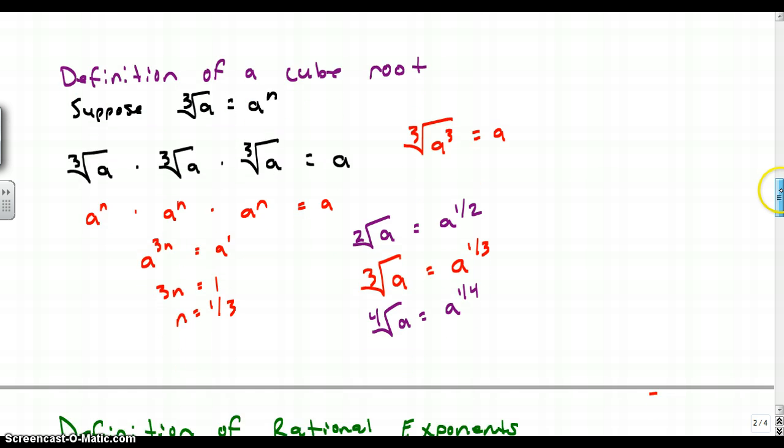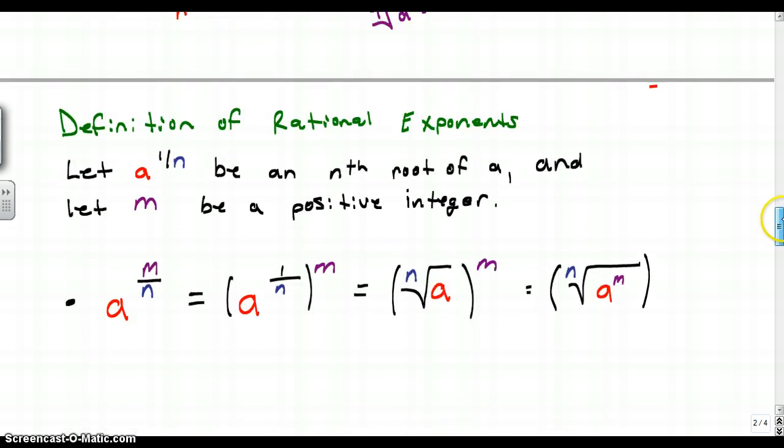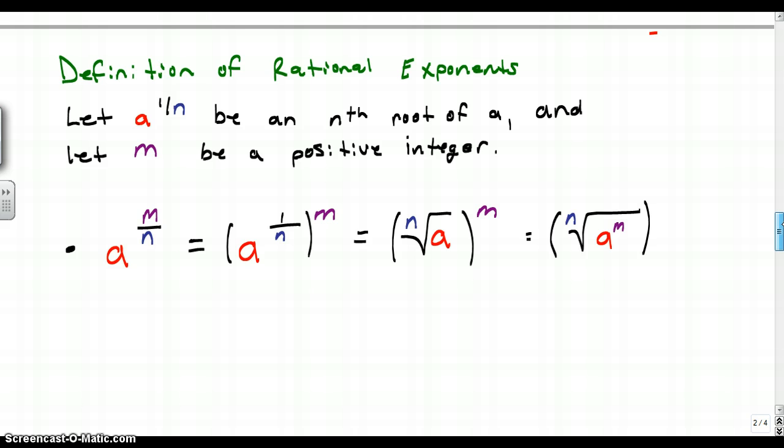So now that we see the definition, let's look at the definition of rational exponents. If I let a to the 1 over n power be the nth root of a, I just proved that. Basically what I'm saying in this case is that a to the 1 over n power equals the nth root of a. That's what that first statement means. I'm assuming that is true, which I just proved, so I know it's true. And I'm also going to say let m be a positive integer. Let m be some positive number.